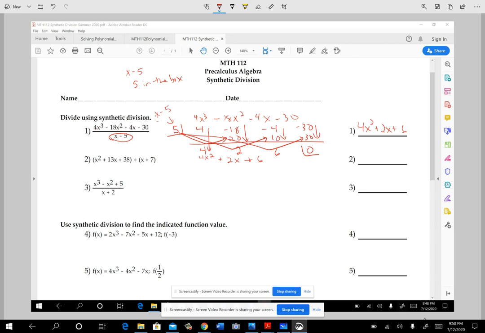Okay. All right, now look at this one. This one you're dividing x plus 7 into the x squared plus 13x plus 38. So that means you're going to have the x, let me change color so you know which goes with which problem.